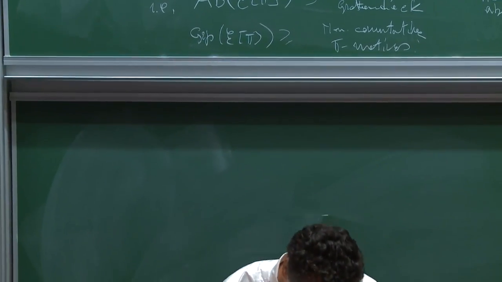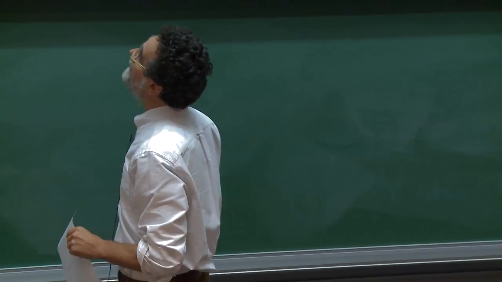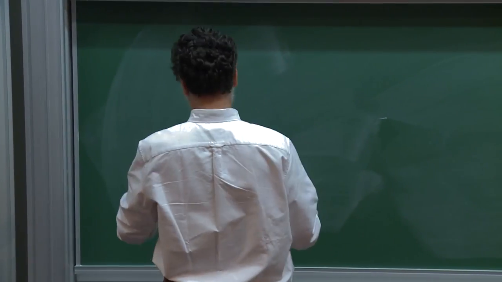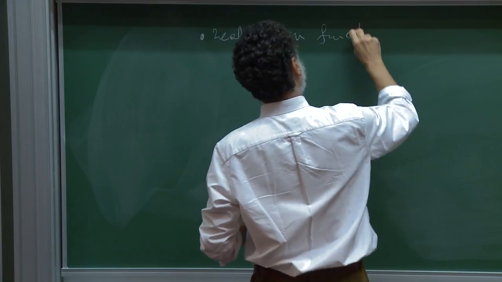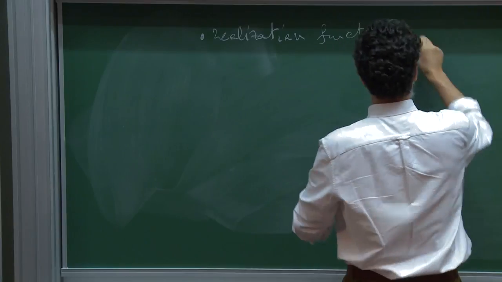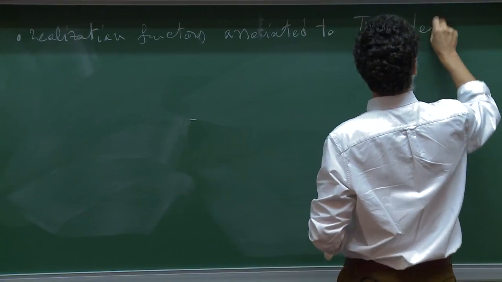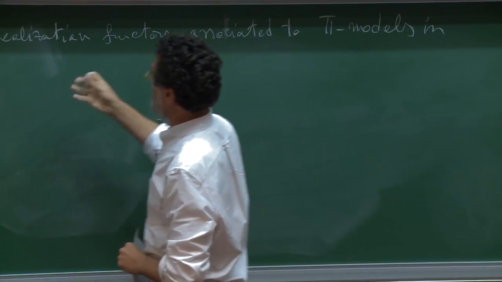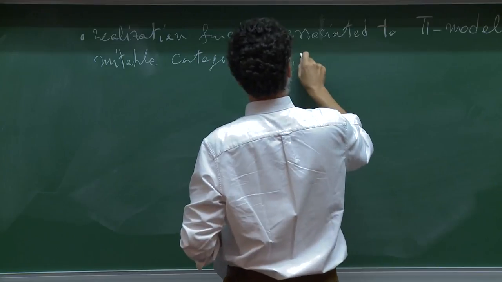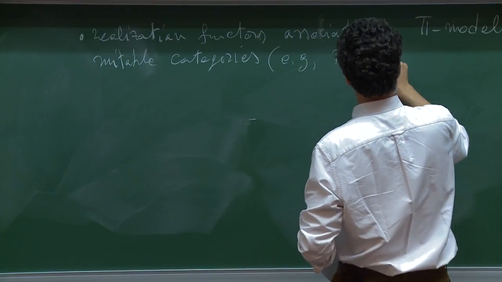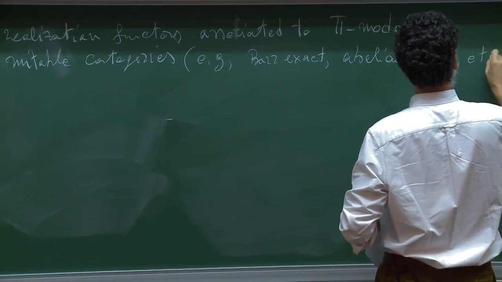Okay, so this is not much. What you really want is the realization functors. So this is really the idea, not the idea of motifs. So from the point of view of topos, realization functors, which are now associated to T models in suitable categories, like, as I said, Barr exact or abelian, or topos, and maybe others.